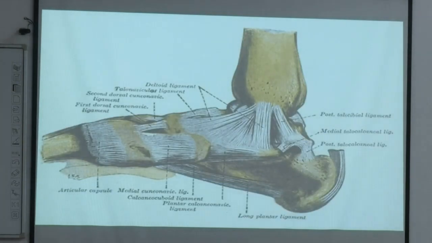Next, see, these are the ligaments. Here is the long plantar ligament. Here is the plantar calcaneonavicular ligament, medial cuneonavicular ligament. These are the articular capsule of this joint, and this is the deltoid ligament. Okay, and these are the medial talocalcaneal and posterior talocalcaneal ligaments. These are connecting the bones like staples.